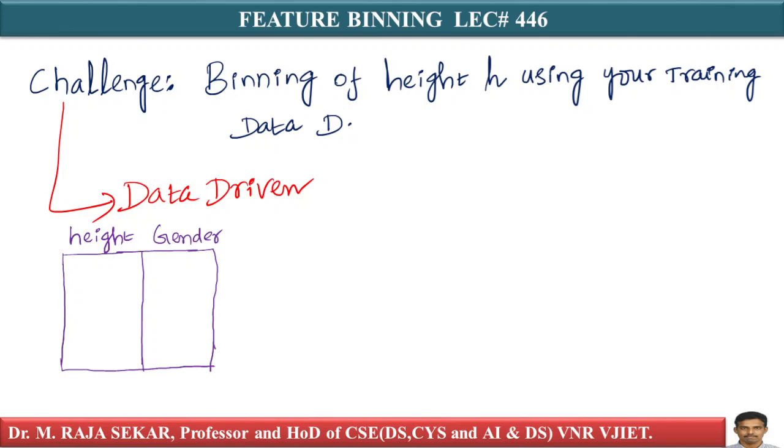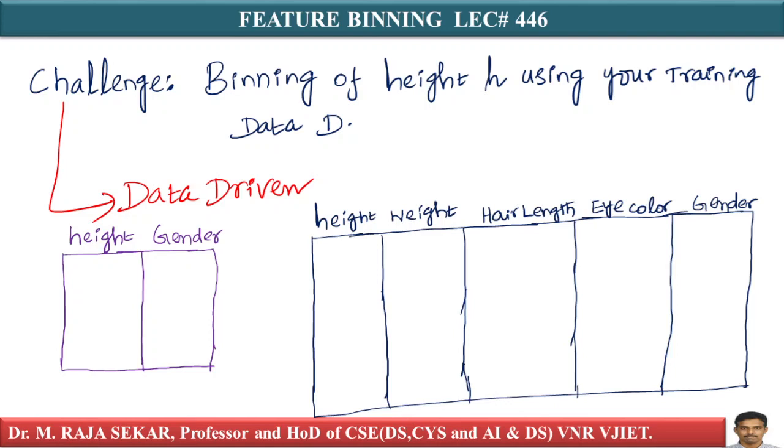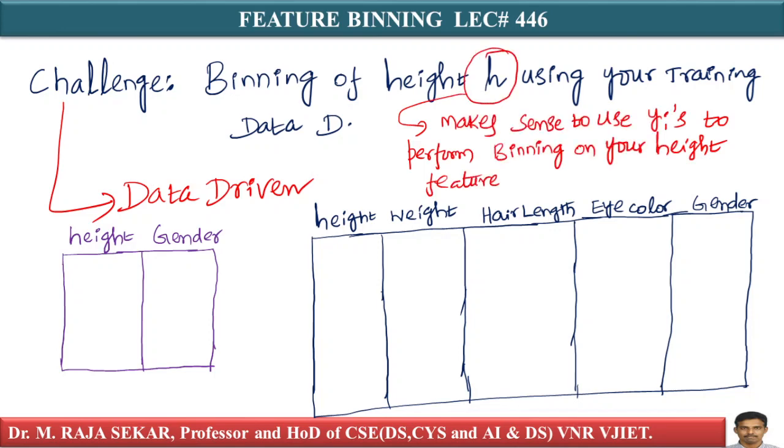Our task here is to predict the gender given these features. Which features? Height, weight, hair length, eye color, isn't it? So I will construct a table where I only have height as my feature and gender. What is the whole task of binning? The whole task of binning is to reframe or to design a new feature out of height, which solves our task. Our task is to predict gender.